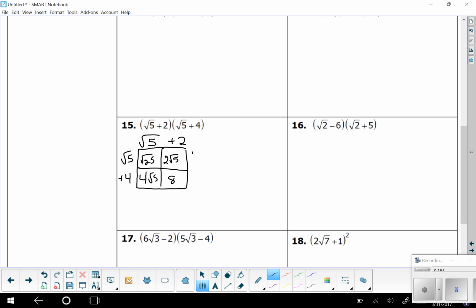So the square root of 25 plus 4 and 2 is 6, square root 5 plus 8. Clean this up. 5 plus 6 square root 5 plus 8. Clean it up. 13 plus 6 square root 5. That's your answer.